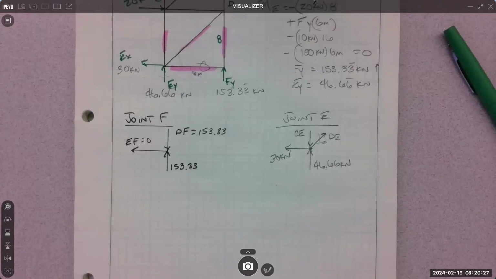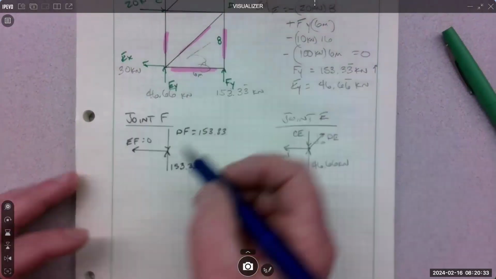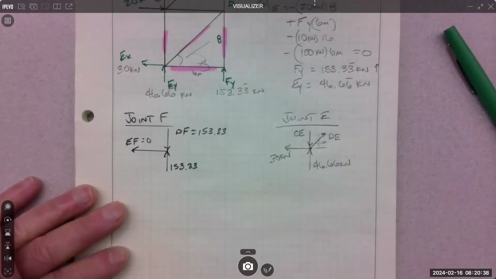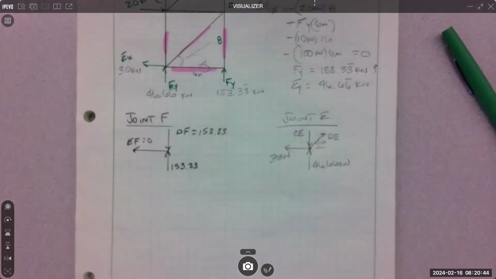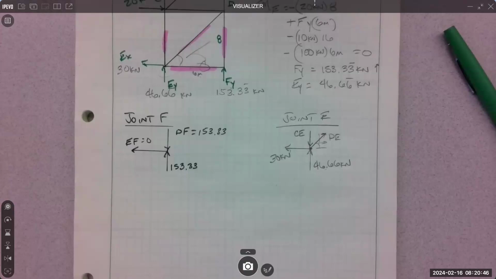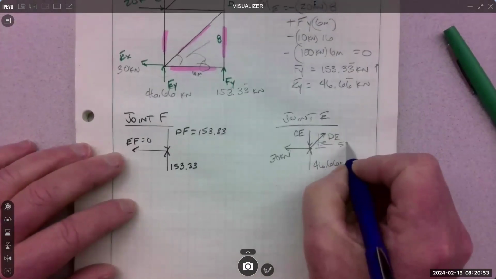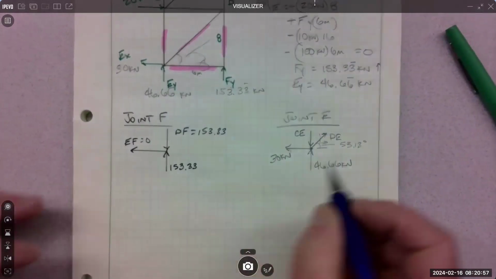Now we definitely need an angle. So I'd probably use the 8 and the 6 to get theta here. Inverse tangent, 8 over 6. 53.13, our good old same old angle we always have.